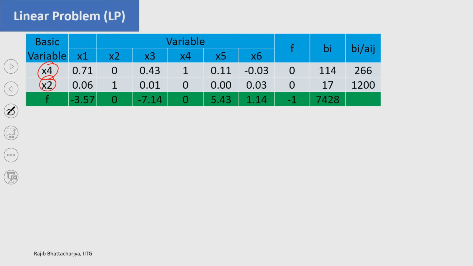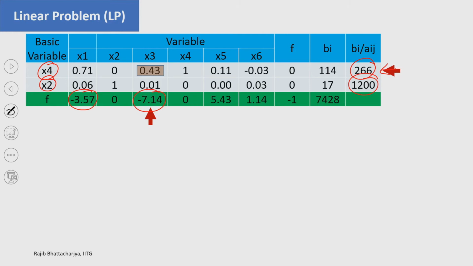Now, is there any negative coefficient on the objective function row? Yes. So, we have minus 3.57 and this is minus 7.14. So, what I have to do? That means, we can still reduce the objective function value. So, therefore, I will consider the minimum negative. So, here it is minus 7.14. Let me calculate the b by a_ij ratio. This is 266 and this is 1200. Okay. So, therefore, this is the minimum one.